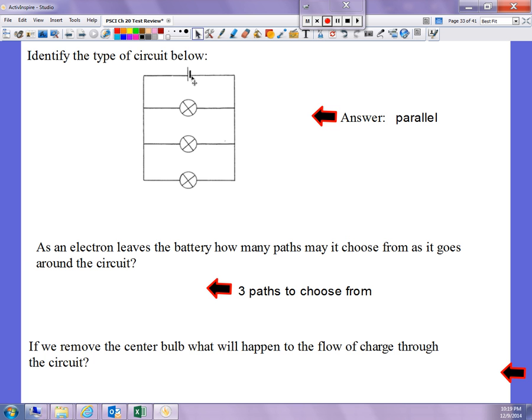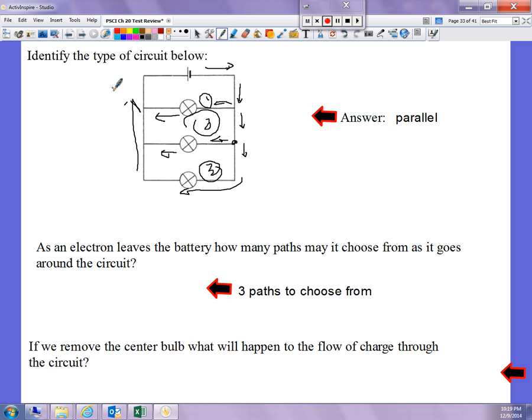All right, so I go out the battery, and I get here, and I can choose to go this way or that way. And if I get here, I can choose to go this way or that way. And so when I go through, then I come back. So I can choose 1, 2, or 3 paths to go through.